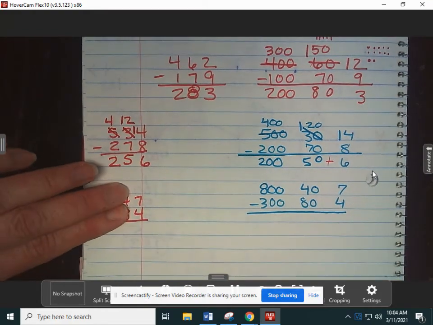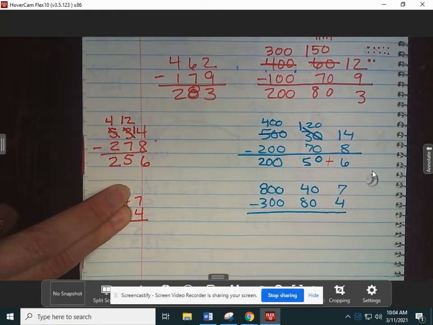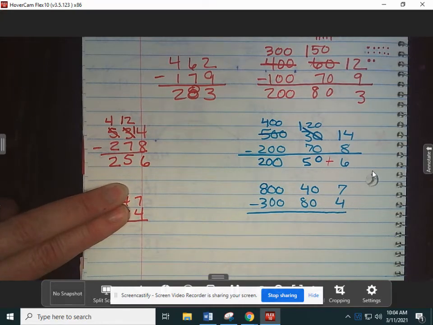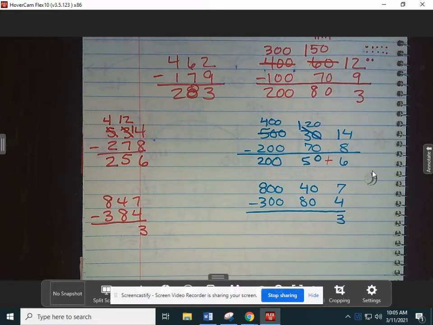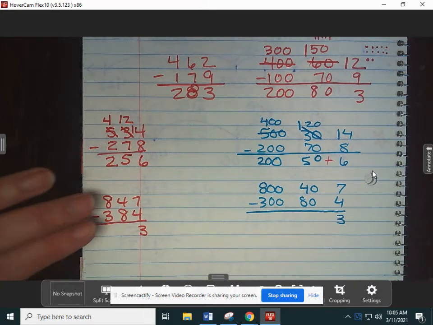Okay, so I'm looking at my ones column. I have 7 minus 4. She has 7 minus 4. Do we have to grab a 10? Do we have to grab a 10? No. Why? Because what? Yes, we can take some away. So 7 minus 4 is what? 3. Okay. Now we're going to move to the next column.